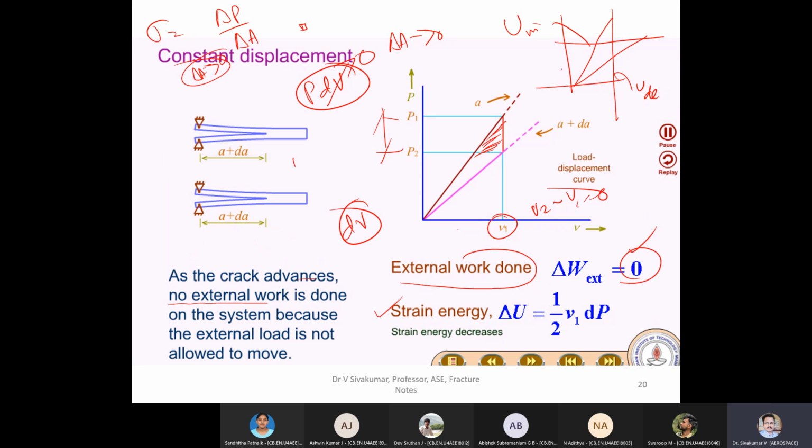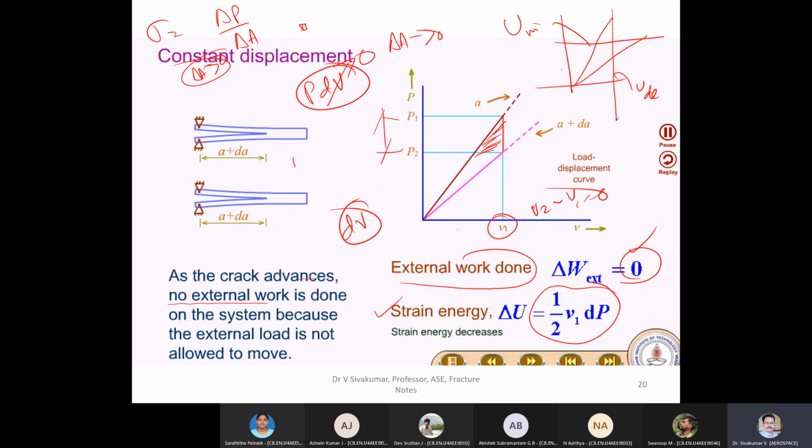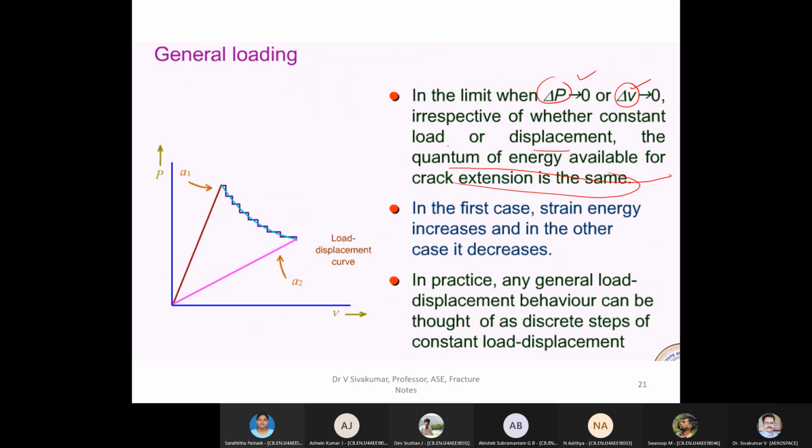The energy is the same. This energy should be the same. With dV tending to a very small value, half into P1 or half into V1, this energy is all the same. In the first case, strain energy increases. In the second case, strain energy decreases. This is what it is.